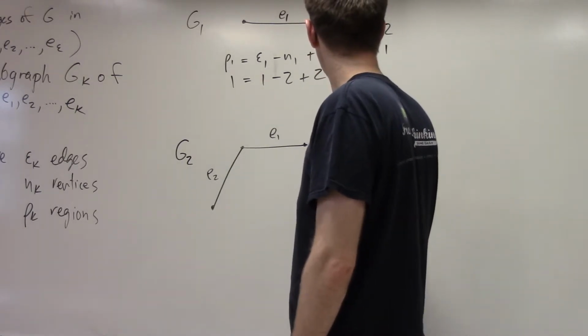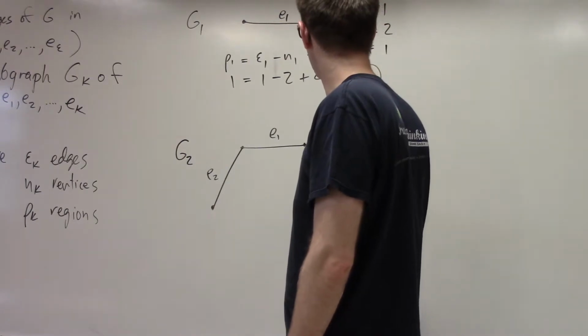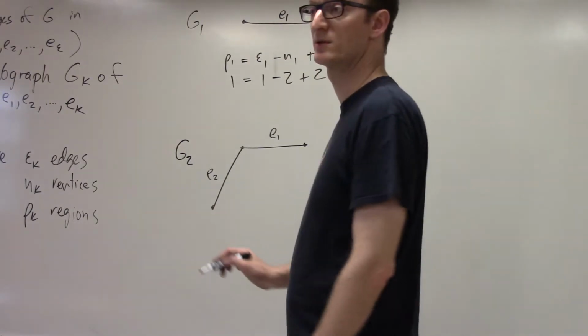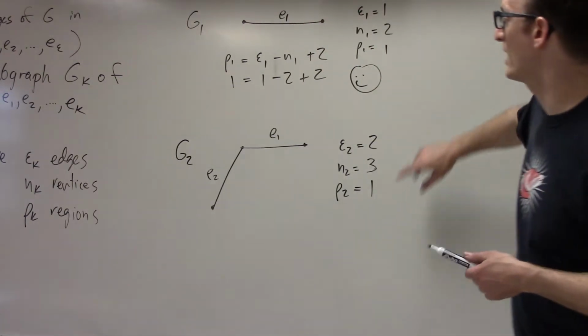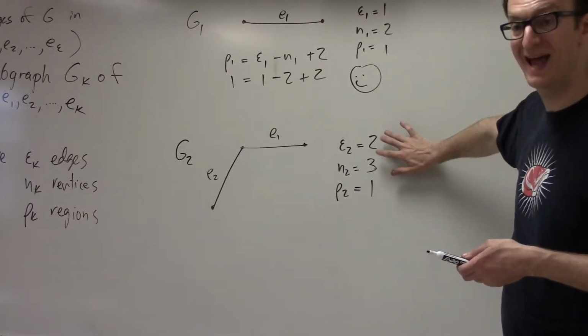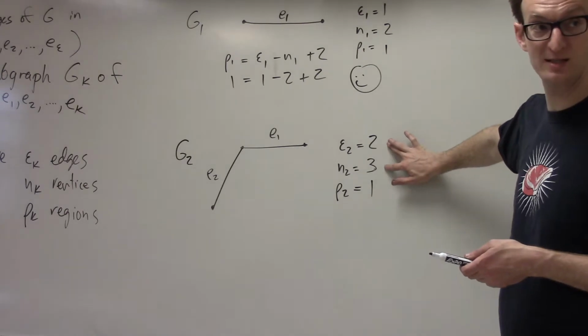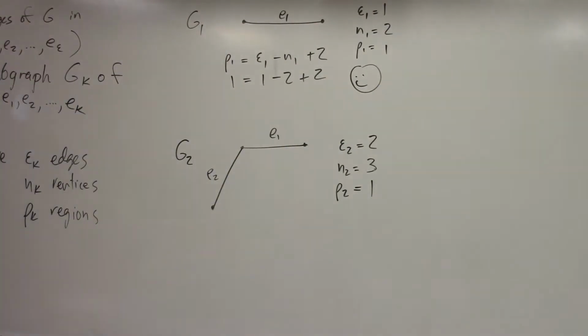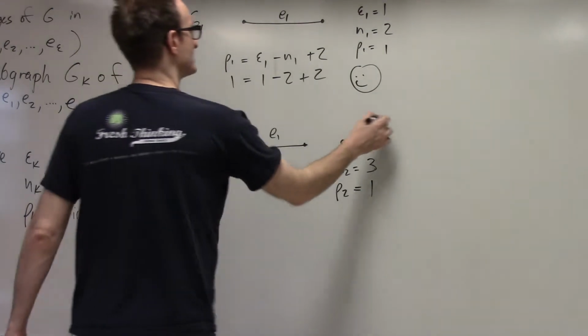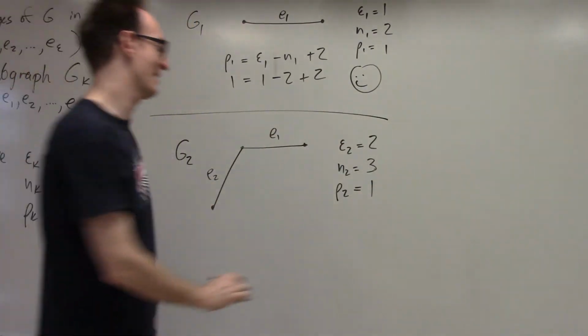What is rho 2, the number of regions? Still 1. And so what have I just done? I've just added an edge and a vertex. If I add one of these and one of these, then the right-hand side of the equation is staying constant. Okay, so those are my 2 base cases. Now comes the inductive step.